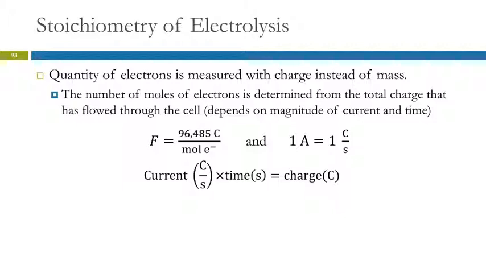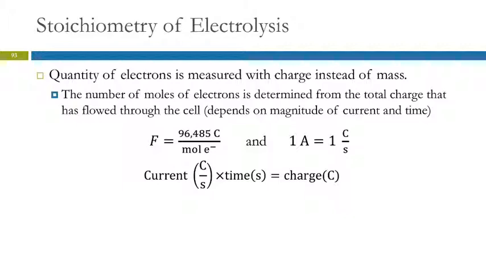We don't measure amount of electrons using mass like we do with chemicals. We measure them with charge. So the number of moles of electrons is determined from the total charge that has flowed through the cell. That's depending on the magnitude of the current and how long it's occurred.